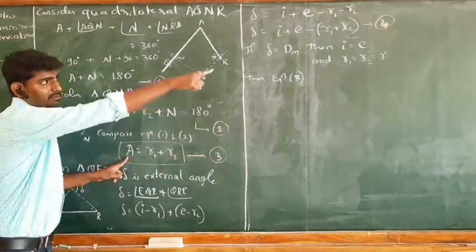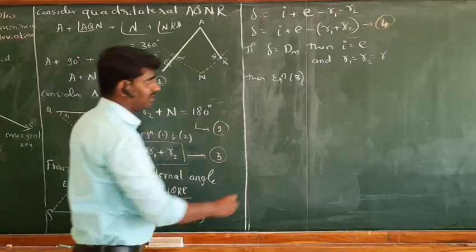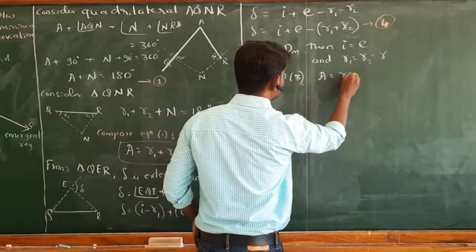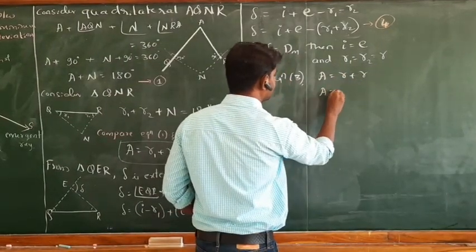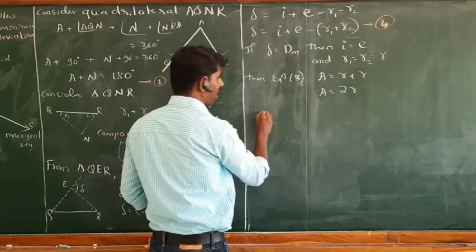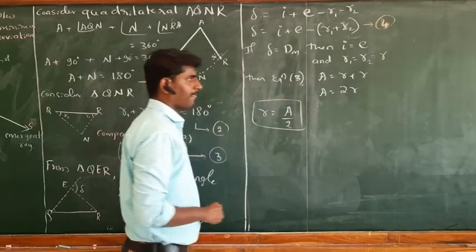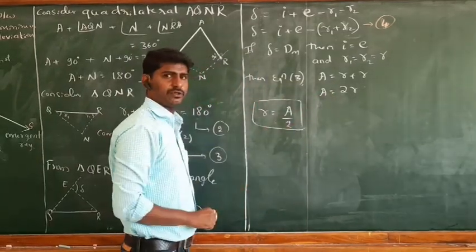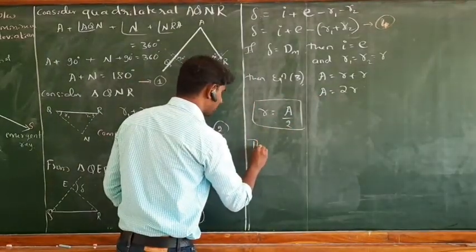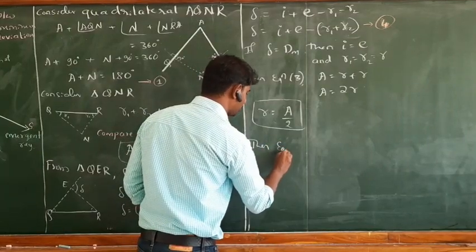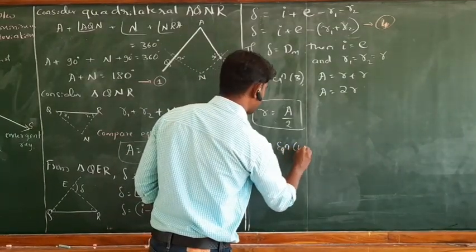R1 and R2 are the same. So A is equal to R plus R, which means A is equal to 2R. Then R is equal to A by 2.